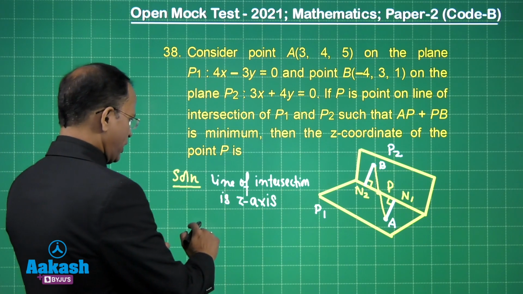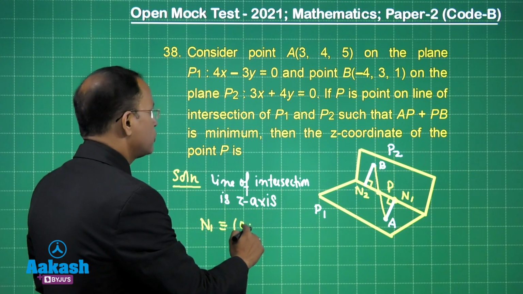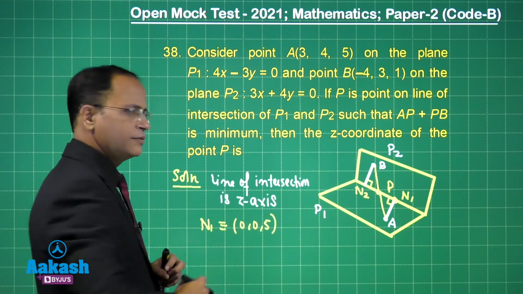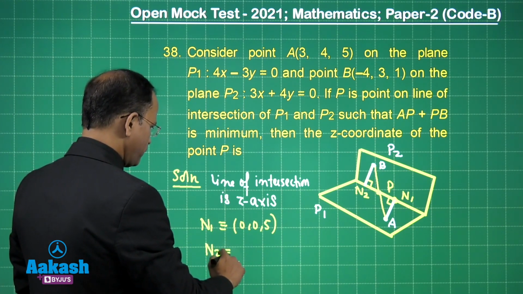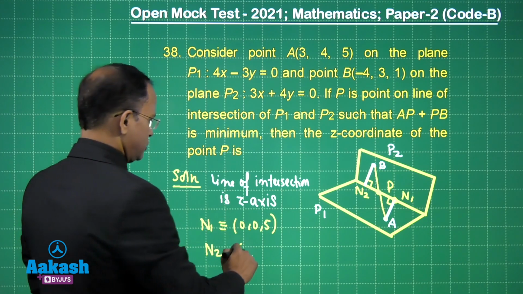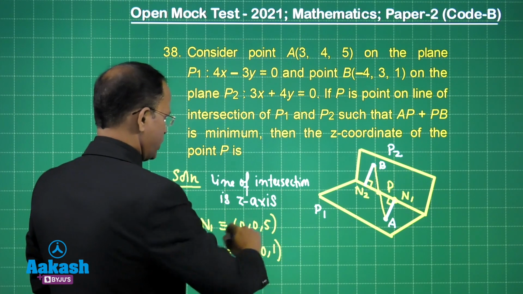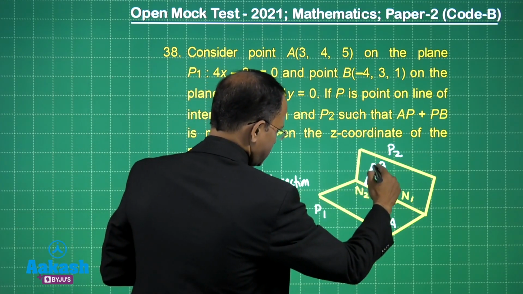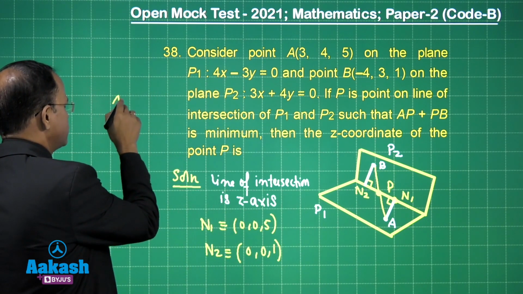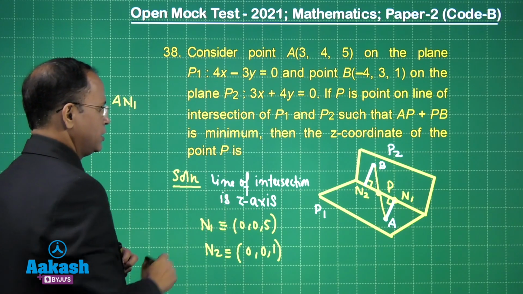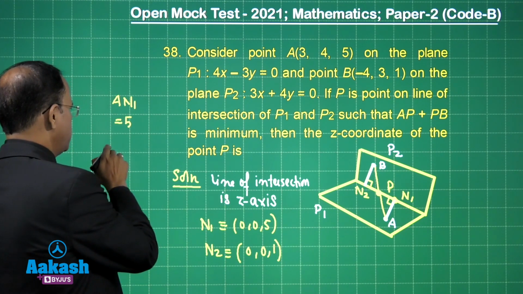The point N1, we can take here, 0 comma 0 comma 5, right? This is what we can write. Now we have N2. What is N2? N2 is 0 comma 0 comma 1. So this is N1. We can talk about the ratio here. You see, this is N1, AN1 is going to be 5. Then we have BN2 is going to be 5, right?